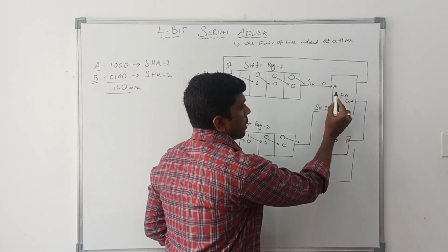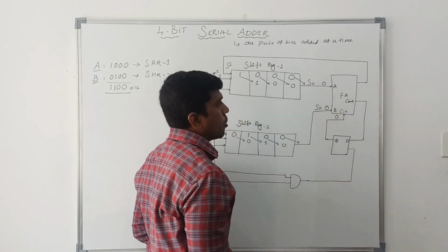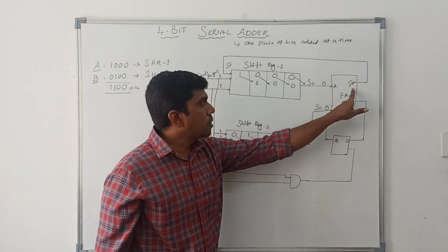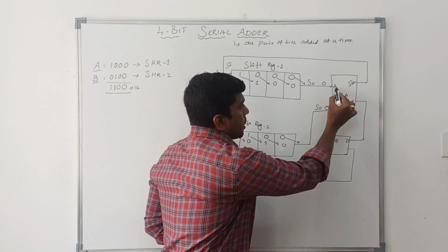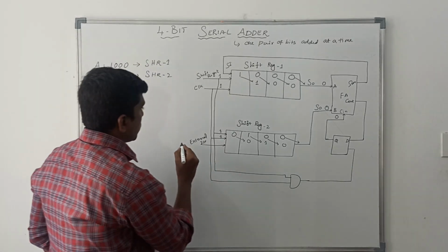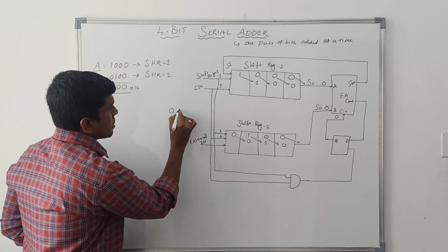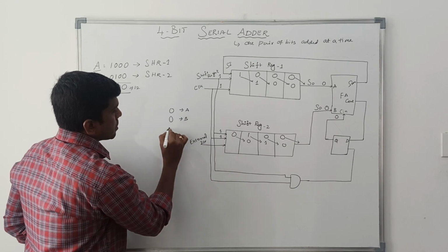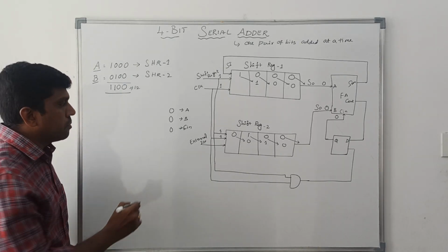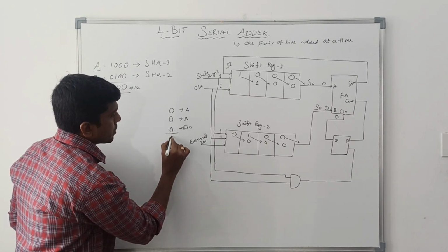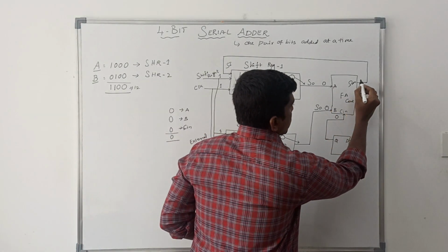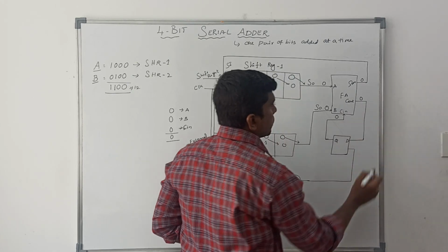In this full adder we have three input signals and it produces two outputs, namely sum and carry. Now A value is 0, B value is 0, carry in value is 0. Just add these three bits: 0 plus 0 plus 0 is 0. So the sum is 0 and the carry out value is 0.